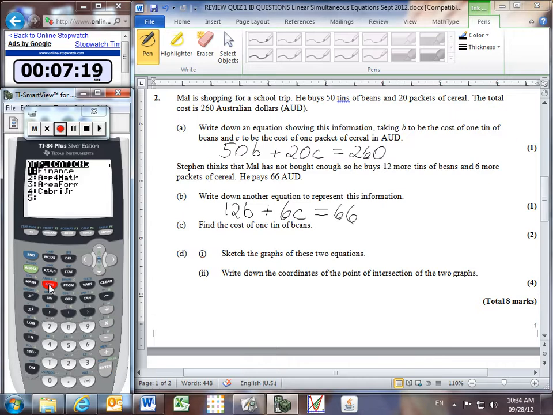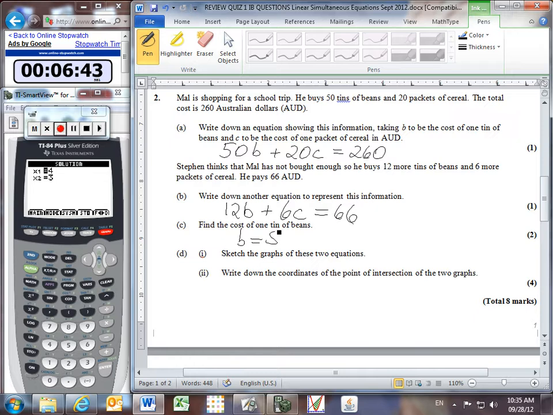So let's go into Simultaneous and enter those values. So system of equations, yes, that's fine. We do want the answers as decimals because we're looking for the costs, and those will be expressed as decimals. And I'll just clear these and rewrite them. So I've got 50, 20, and 260. And I've got 12, 6, and 66. Alright, solve. It tells us that the cost of 1 tin of beans, which is B, is equal to exactly $4.